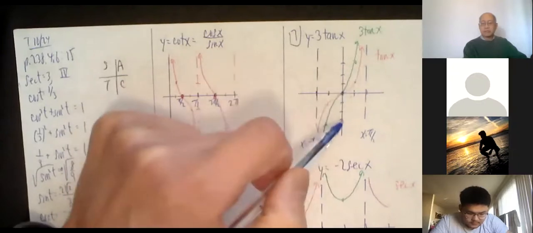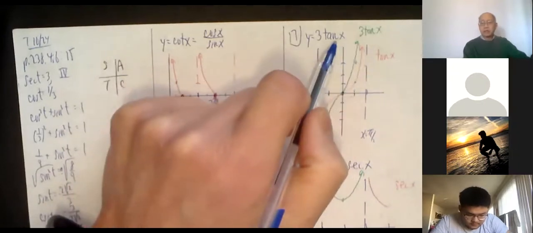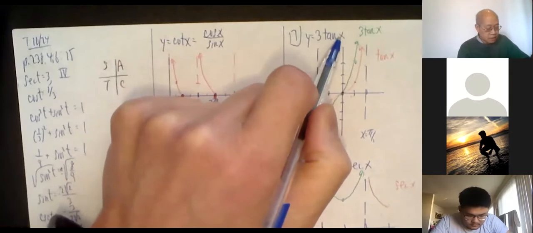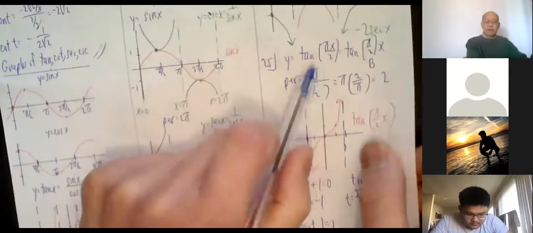Same asymptotes. Now what's going to change the asymptote is if I have a coefficient in front of the x, like 2x, something like that. We'll consider that next time.